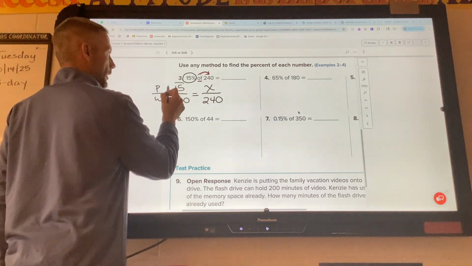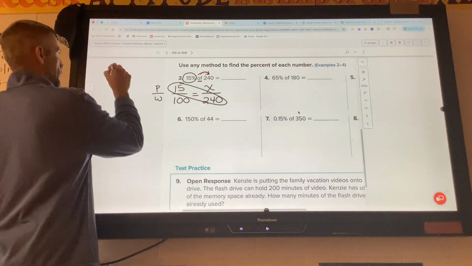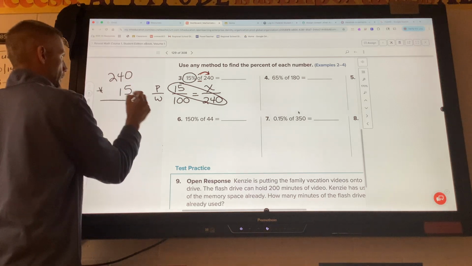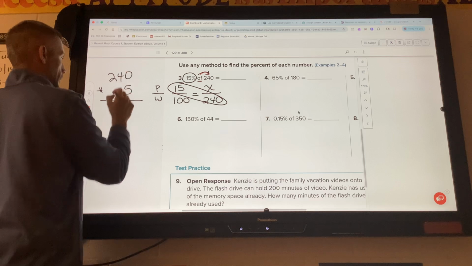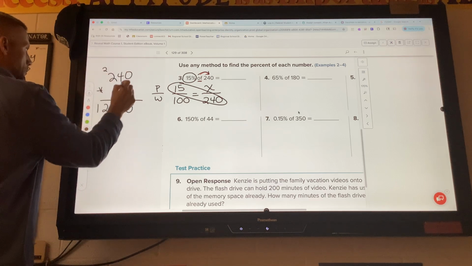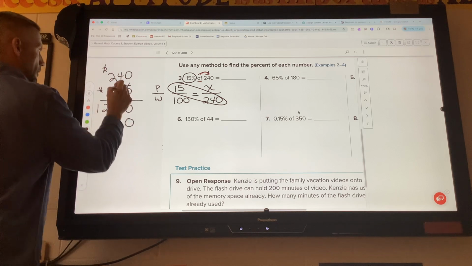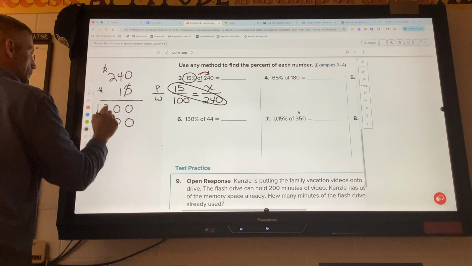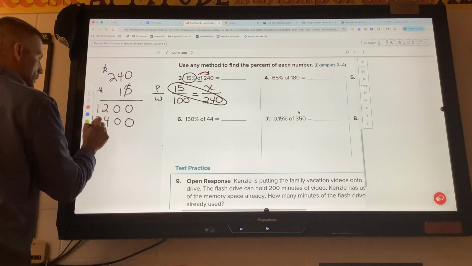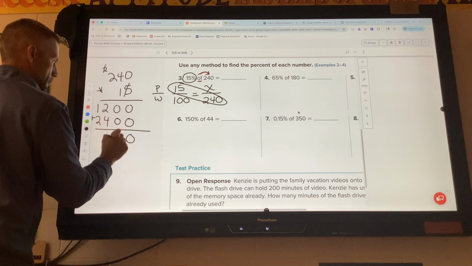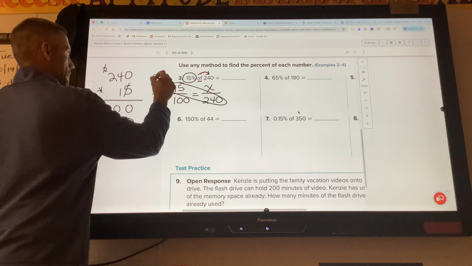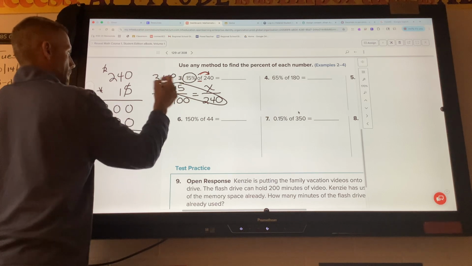If we cross multiply, we're going to do 240 times 15. That's the cross multiply. 5 times 0 is 0, 5 times 4 is 20, here are the 2. 5 times 2 is 10, plus 2 is 12. Cross these out, drop the 0. 1 times 0 is 0. 1 times 4 is 4. 1 times 2 is 2. We add these together. That's going to be 0, 0, 6, 3. So 240 times 15 is 3,600. That's the multiply, cross multiply.